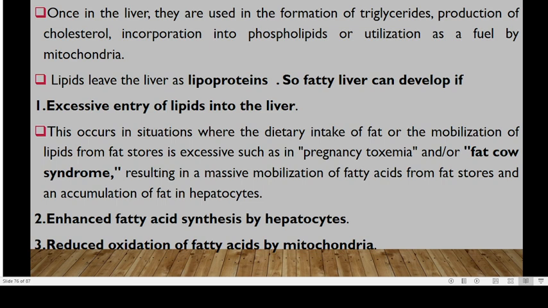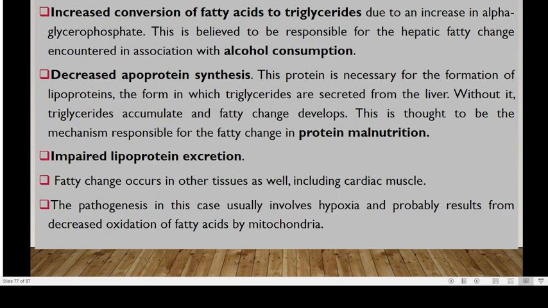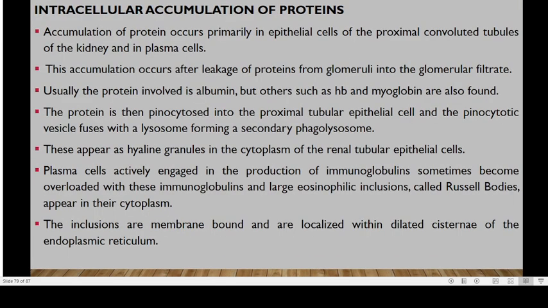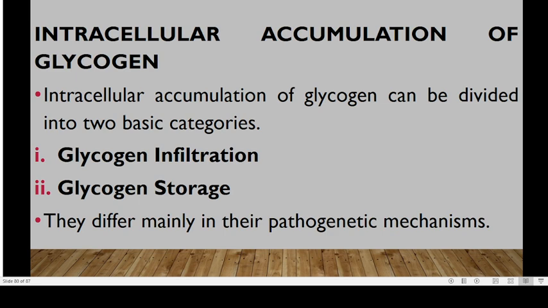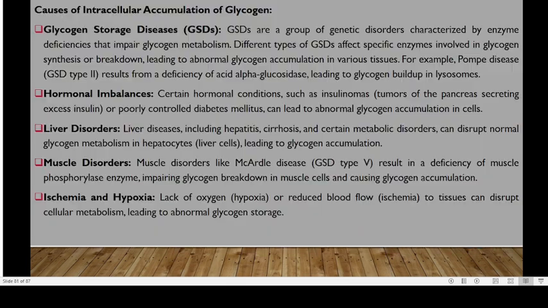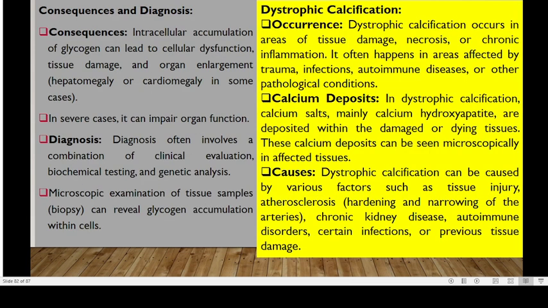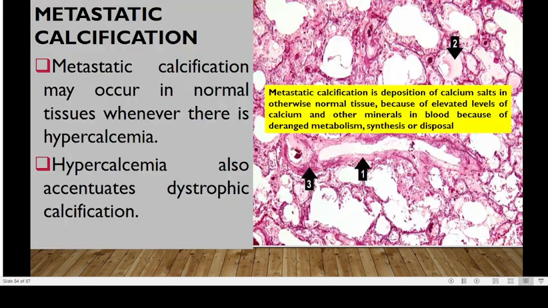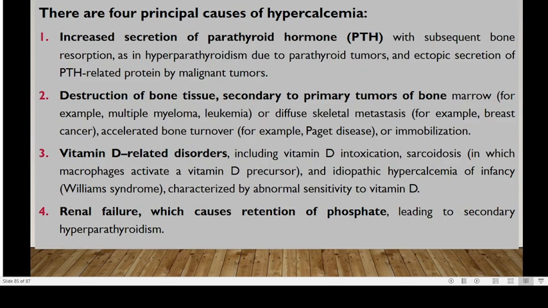So lipids normally leave the liver as lipoprotein. So fatty liver can develop if we have excessive entry of lipids into the liver, enhanced fatty acid synthesis by the hepatocytes, and reduced oxidation of fatty acids by the mitochondria. So those are some of the different types of metabolic and also pigmentation disorders for that particular matter. I hope that was helpful for that section.